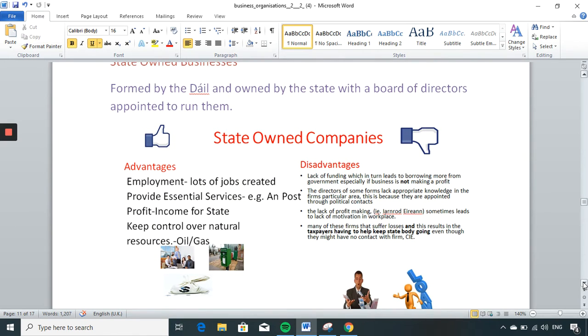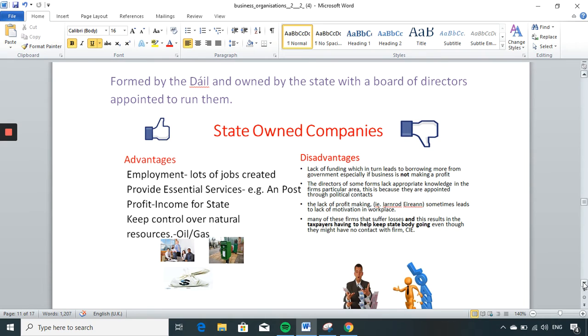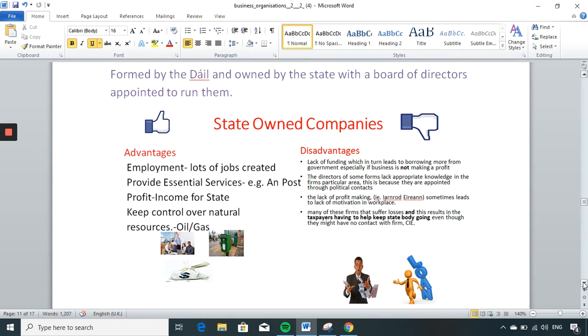State-owned businesses are next. These are formed by the Dáil and owned by the state, and they have a board of directors appointed to run them. Again, you can see different advantages and disadvantages there, like providing essential services such as the post office. Everyone in Ireland would generally use a service like that to send letters, or to get letters in through the door, or provide income for estates, or profit-making businesses can provide money.